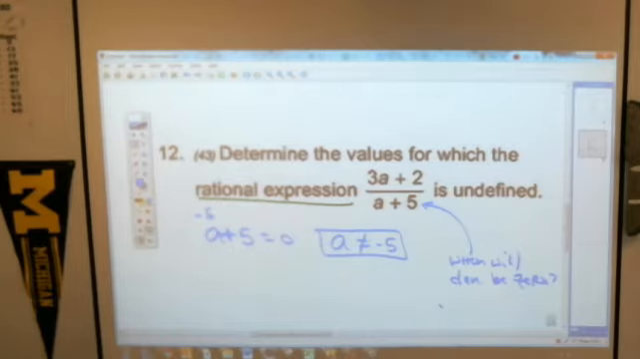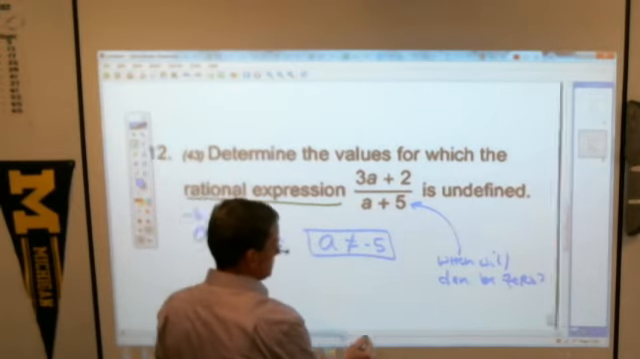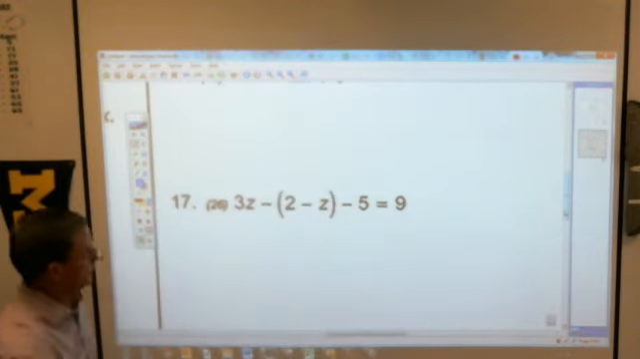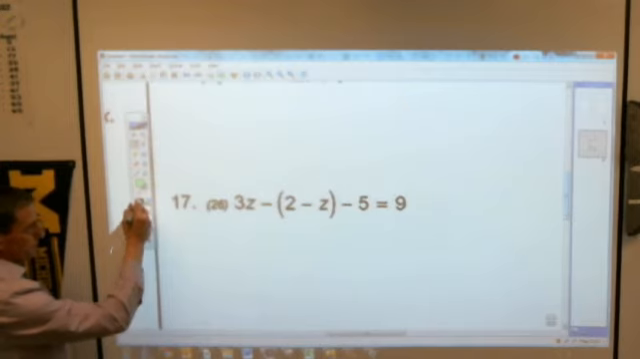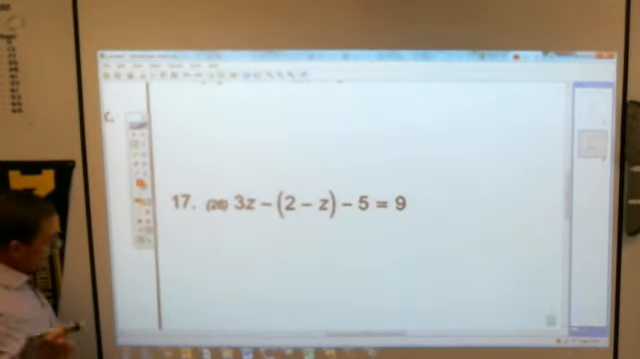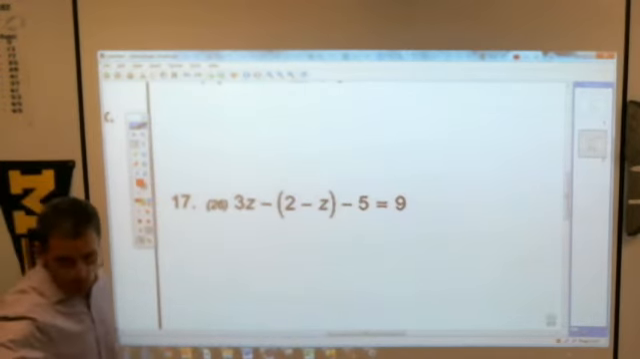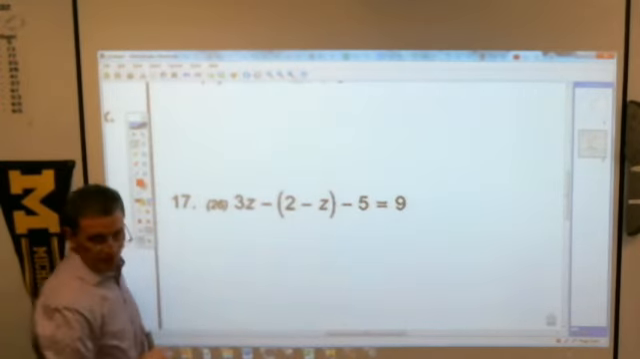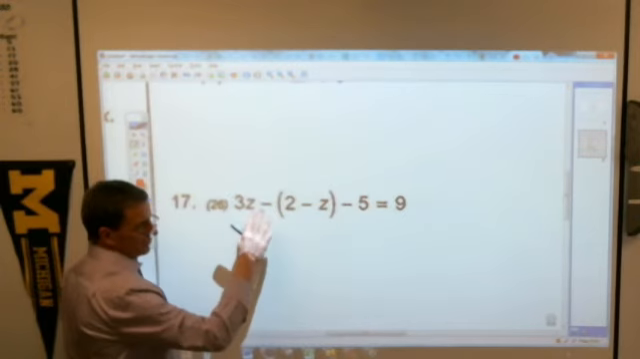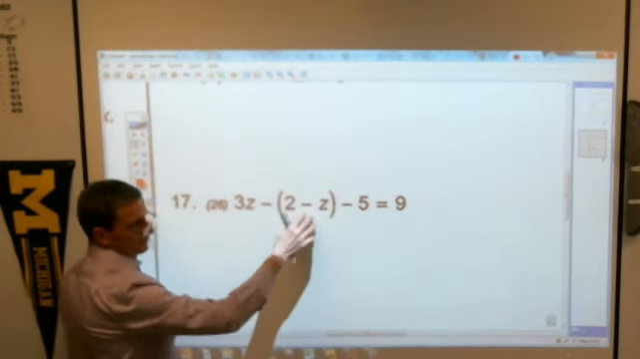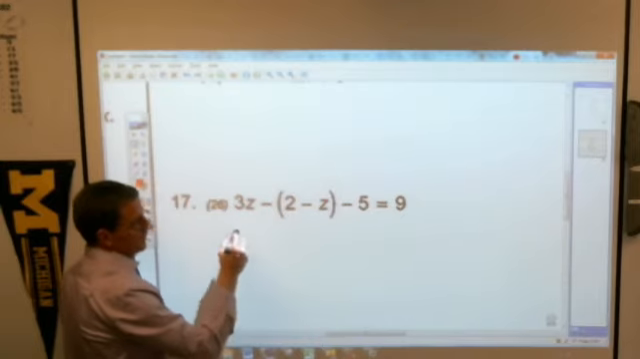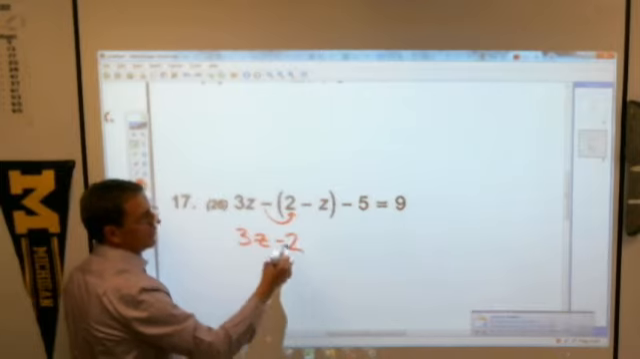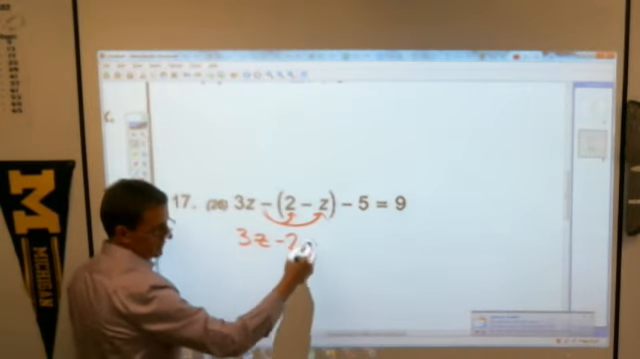Faith. Number 17. Oh, I love this one. Now, this one could cause trouble. So, Faith, first thing you do is the distributive property. Before you think of it, it is subtracting, but in order to do this, you have to get rid of the parentheses, and then you have to distribute out this negative sign. So the 3z stays, and then a negative times a 2 is a negative 2, and a negative times a negative z actually makes it a positive z.